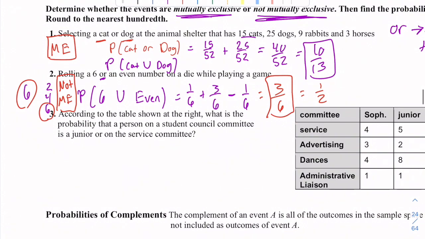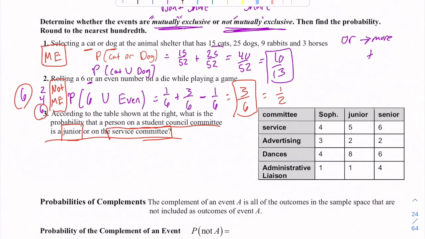Okay, number 3. According to the table shown to the right, what is the probability that a person on a student council committee is a junior or on the service committee? Okay, so let's think about this. How many juniors do we have? Juniors, 10 to 16. How many sophomores? 8, 11, there's 12. 18 seniors, okay? So I only care about the juniors and the service committee. Where's the service committee? Right here. Boom.